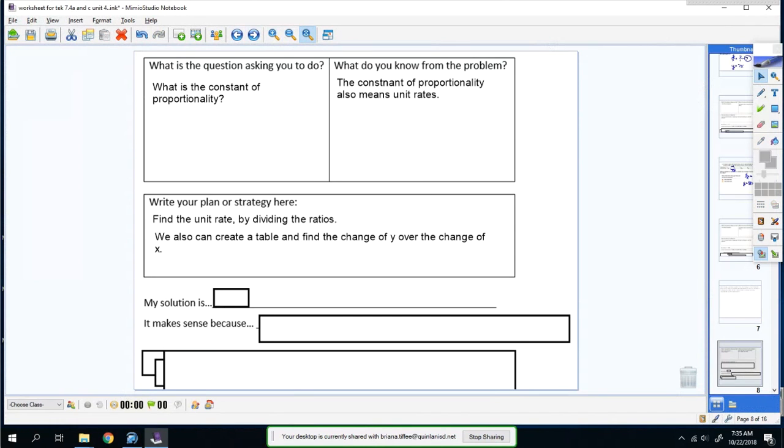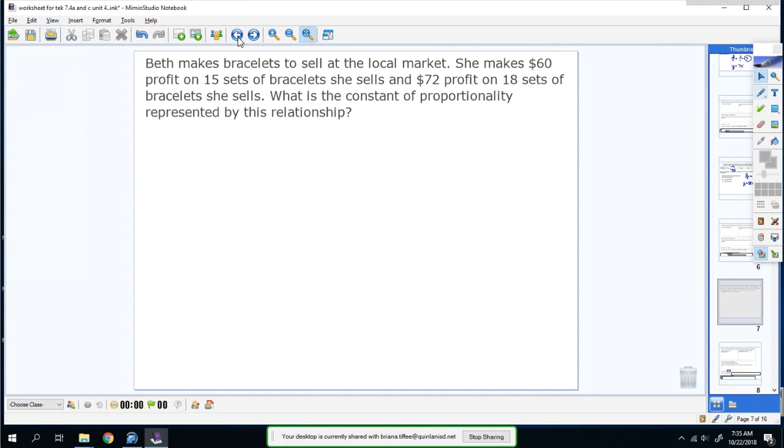So my plan of strategy: we find the unit rate by dividing the ratios. We can also create a table and find the change of y over the change of x. So let's do that. My first ratio is $60 for 15 sets. My second ratio is $72 for 18 sets. If I divide that, I get 4. And if I divide this, I get 4.